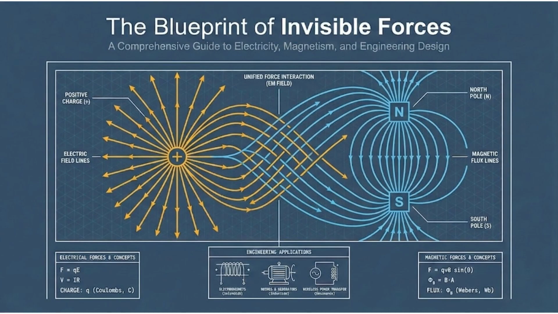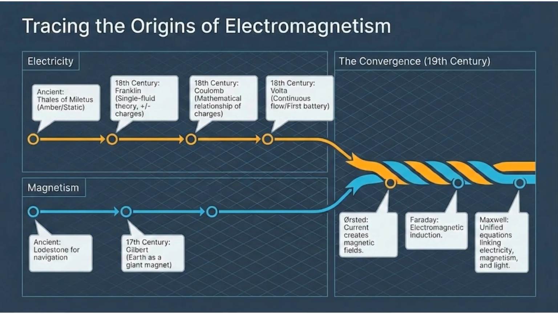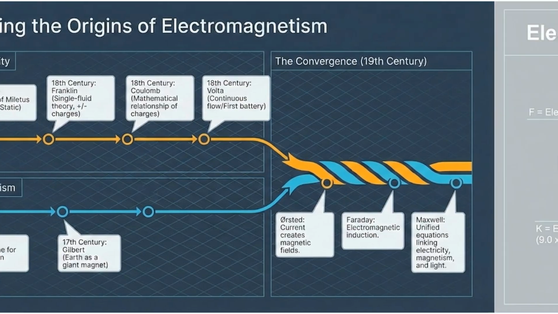Welcome to the Blueprint of Invisible Forces, a comprehensive guide to electricity, magnetism, and engineering design. We'll explore the fundamental principles that govern the interaction between electric and magnetic fields. Tracing the origins of electromagnetism shows the separate development of electricity and magnetism until the 19th century convergence. Key figures like Ørsted, Faraday, and Maxwell unified these concepts, linking electricity, magnetism, and light.